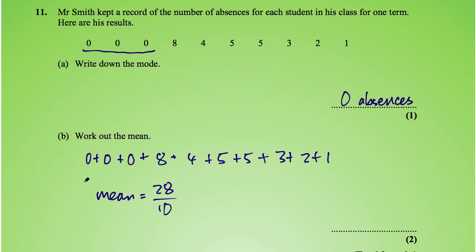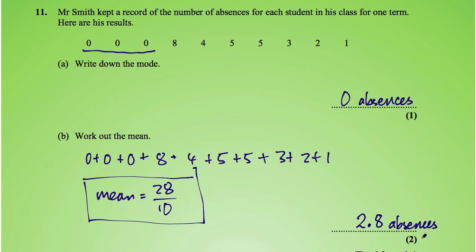And this bit is really, really important to show because this is worth 2 marks. If you make some silly mistake with the counting, so you count 9 instead of 10, for example, or if you made some silly mistake in adding on your calculator, if you've shown this step, then you'll at least get a mark for the method. Whereas if you just write down your answer and it's wrong, you'll get nothing. So 28 over 10 is 2.8 absences as a mean.